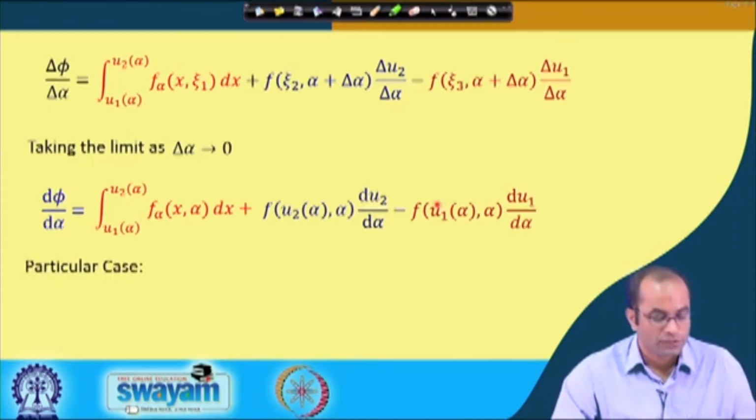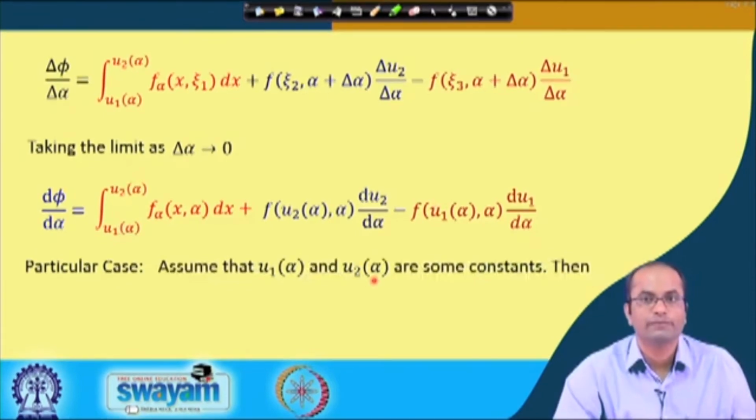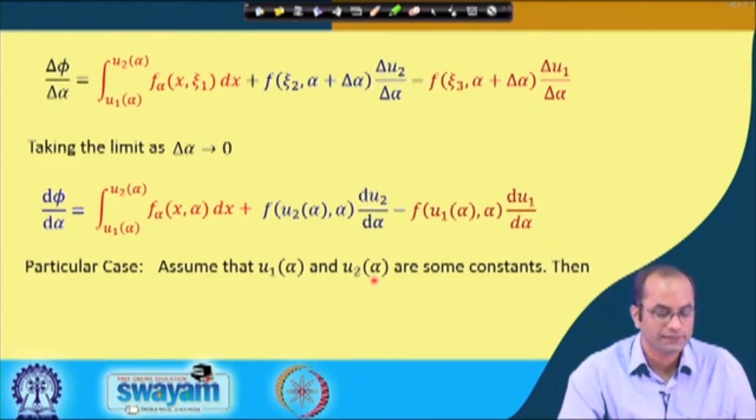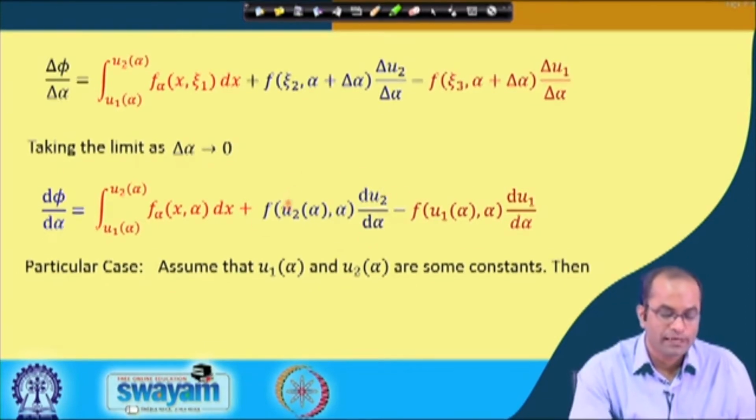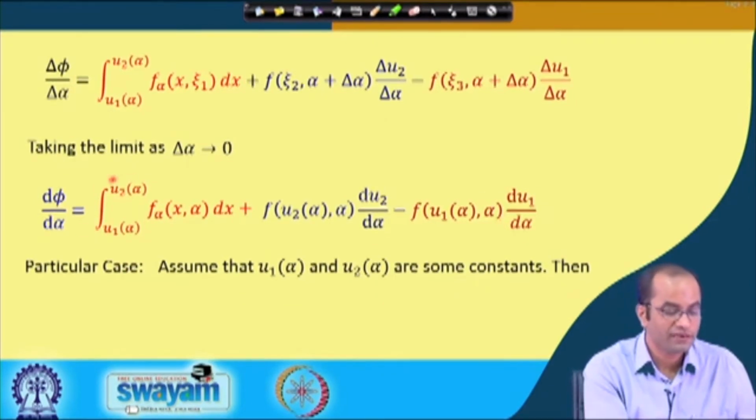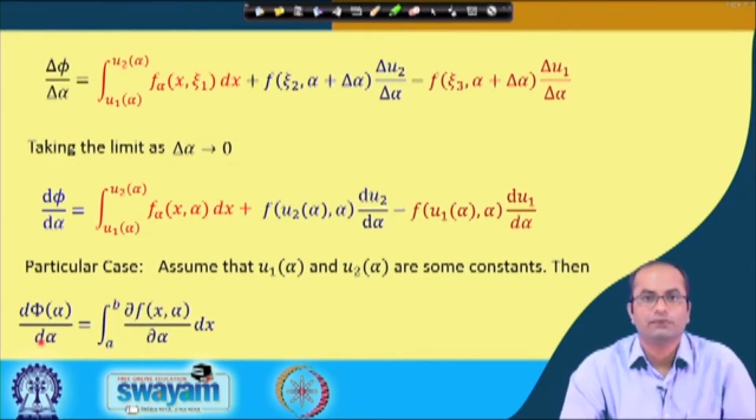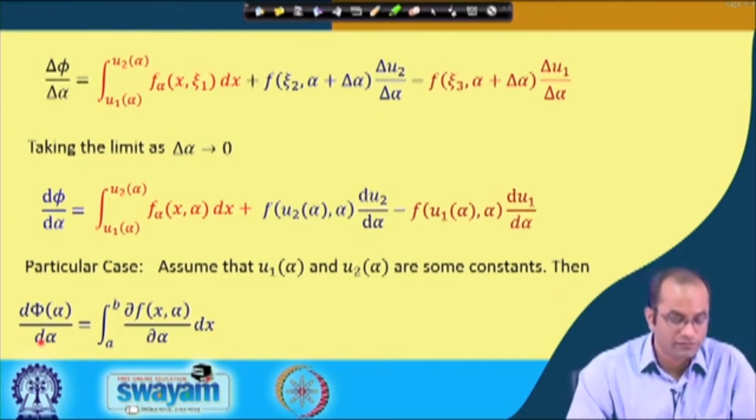So, a particular case which we often use is when we assume that u 1 alpha and u 2 alpha do not depend on alpha. So, they are constant. In that case the second and the third term here will be cancelled, because du 2 over d alpha and du 1 over d alpha will become 0, and then we have only the first term. So, if we have constant limits, we will have only one term when we differentiate under the integral sign.